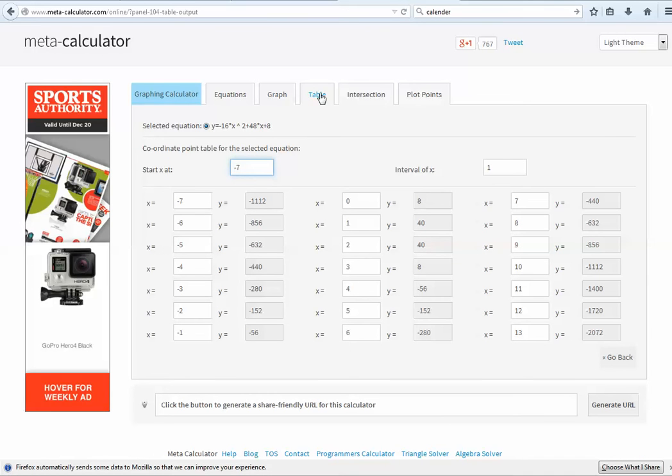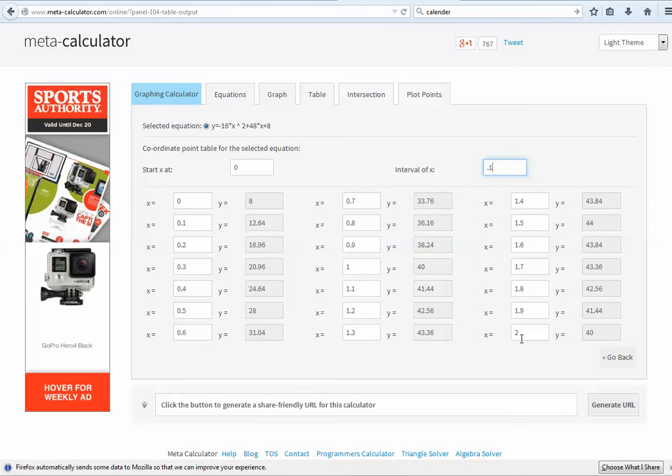So I'm taking a look at the table. I can see here that we have a starting value of -7, which means 7 seconds before the ball was hit. That doesn't make a whole lot of sense in the context of this problem, so I'm going to change that to 0 seconds. Then over here, after 20 seconds, the ball will be almost a mile underground. Well, I know that's not going to happen, so I'm going to switch my interval of x to 0.1, 1/10. And let's see if I get something that makes a little more sense.